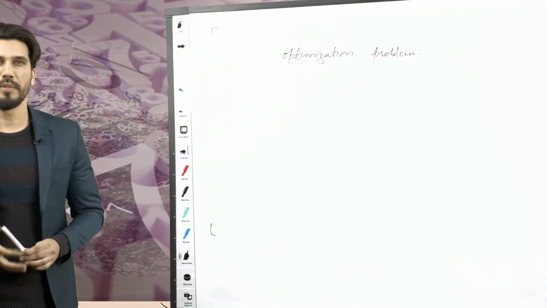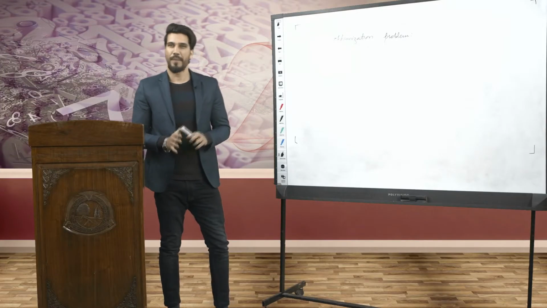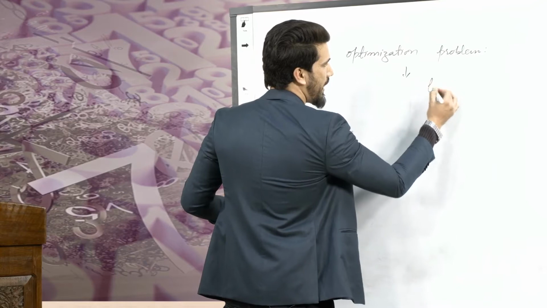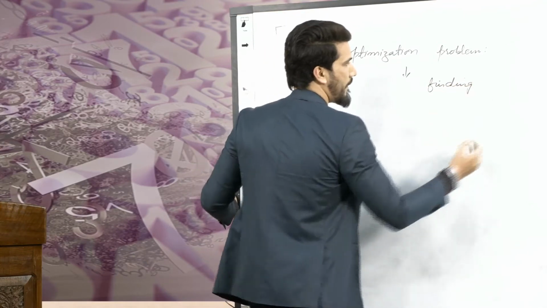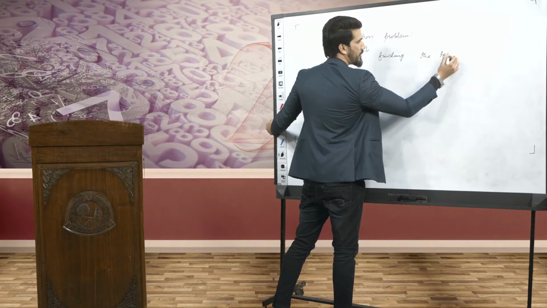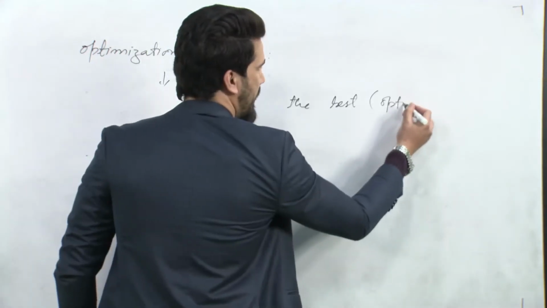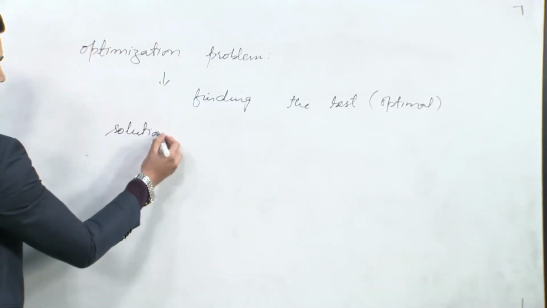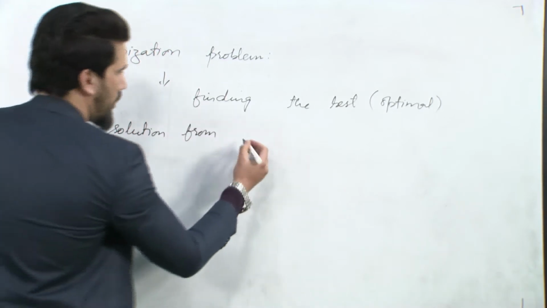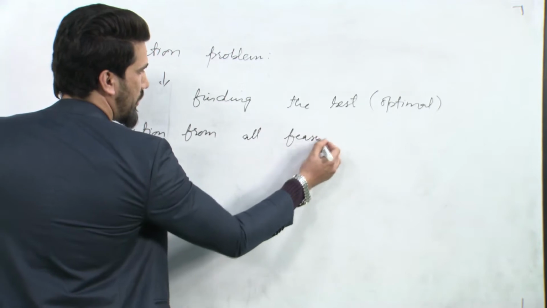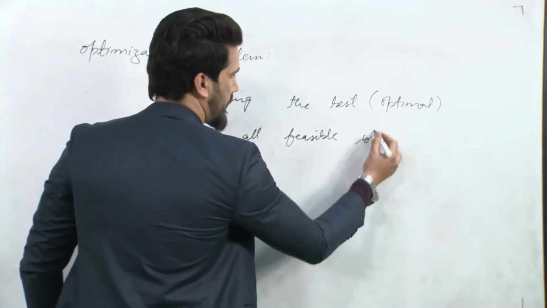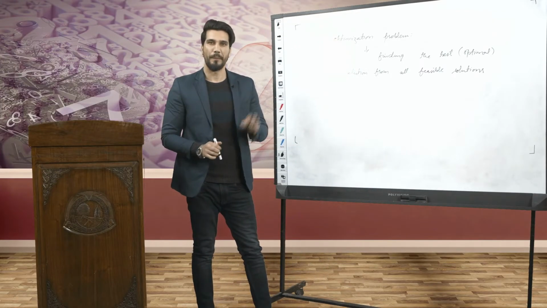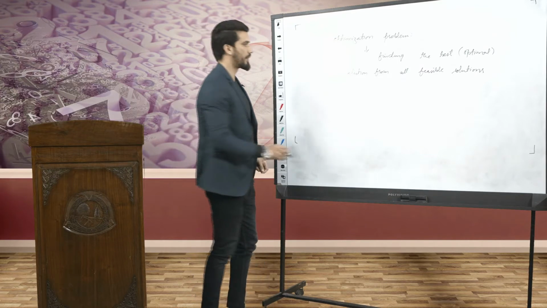An optimization problem asks for finding the best and optimal solution from all feasible solutions. So an optimization problem asks for finding the best, which is also known as optimal solution from all feasible solutions. Now, the goal here can be to minimize the cost or maximize the profit. So there are two goals here.